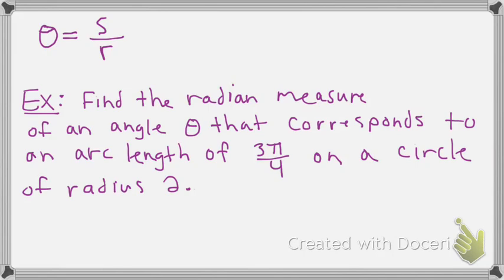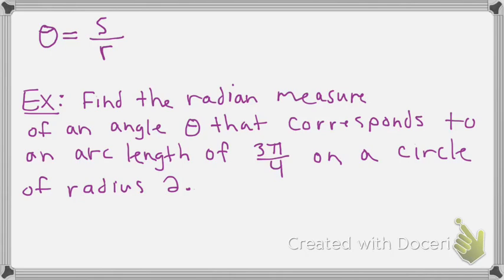Okay, so again, let's just summarize before we do an example. The radian measure of an angle is always equal to the signed arc length s divided by the radius of the circle that you're on. Now, for example here, I just want to do a few examples of finding an angle. So again, we know that theta is the signed arc length divided by the radius. So for example, if we want to find the radian measure of an angle theta corresponding to an arc length of 3 pi over 4 on a circle with a radius of 2.